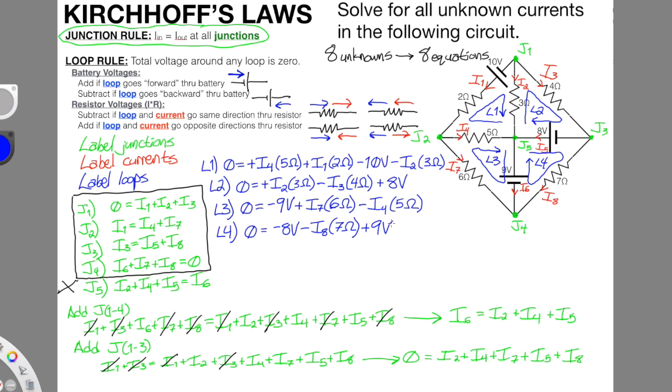Just to really drive this home for our loop rule equations: for battery voltages, it is just the direction of the loop that matters. For resistor voltages, you need to compare the direction the loop travels through that circuit element with the direction your current label goes through that resistor. So there are different things to consider for battery voltages and resistor voltages in your loop rule equations.